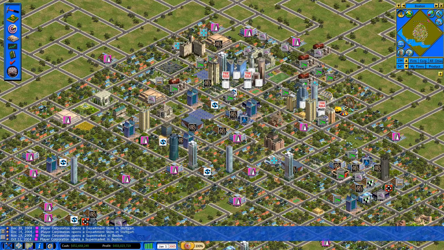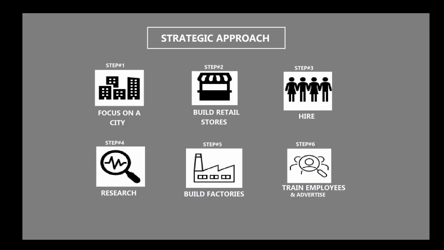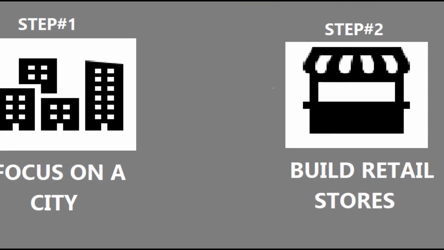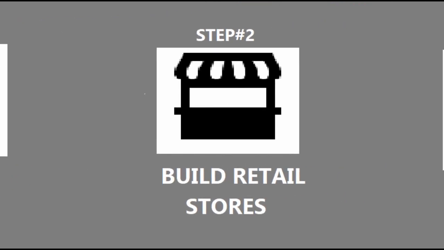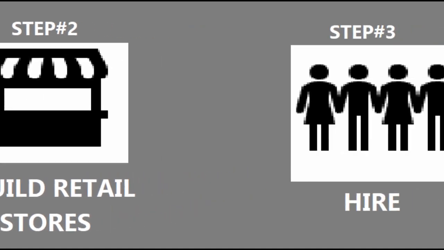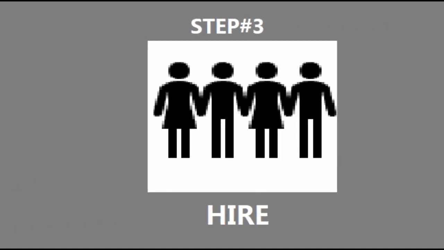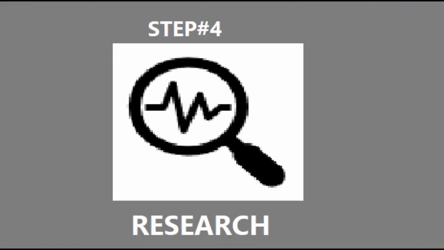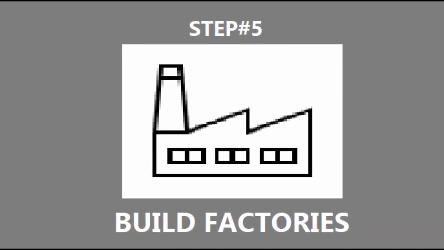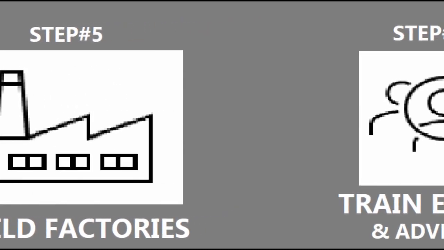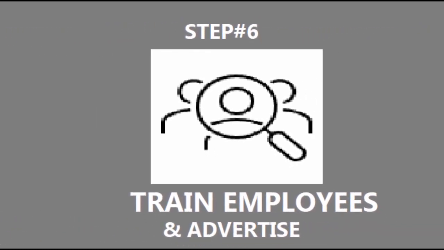Given the goals, I will now plot my strategic approach. The first step would be to focus on one city at a time. Second would be to build retail stores whenever economically feasible. Third would be to hire competent managers such as a CTO, a COO, a CMO, and also to have an HR department. Next would be to R&D products, and that would be through the building of an R&D center. Consequently, the next would be to build factories, which would be to produce those researched products. Next would be to train and advertise.